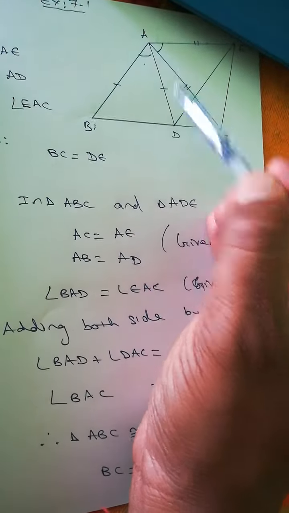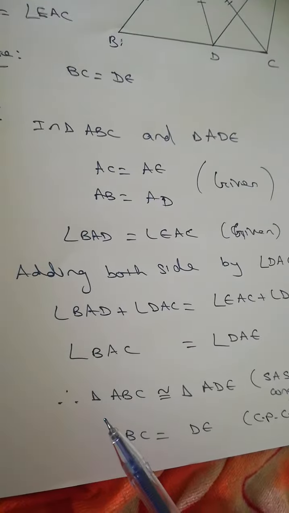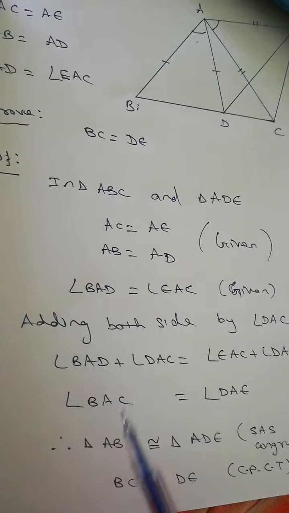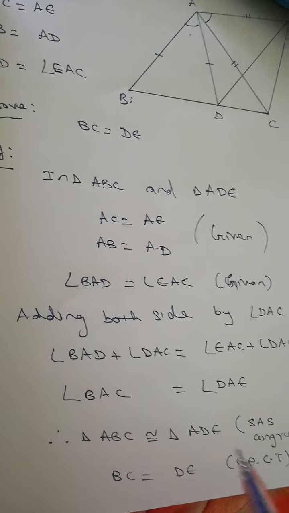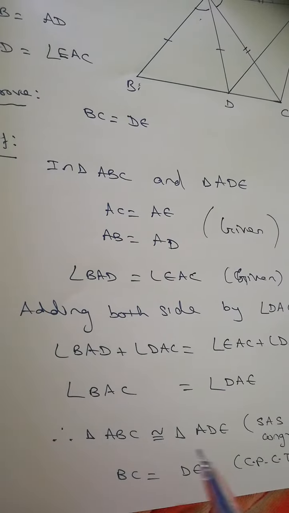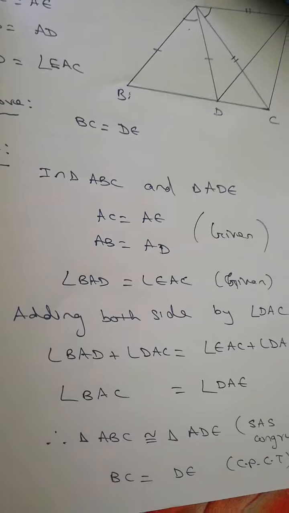And when we add these two together, we get angle DAE. So these two angles are equal. Therefore, we can say triangle ABC is congruent to triangle ADE by side angle side: two sides and one included angle. So by SAS congruence, and therefore, since they are congruent, we can say BC equals DE by CPCT, corresponding parts of congruent triangles. So that's the answer.